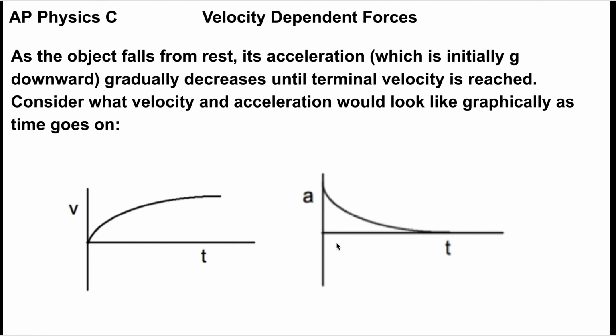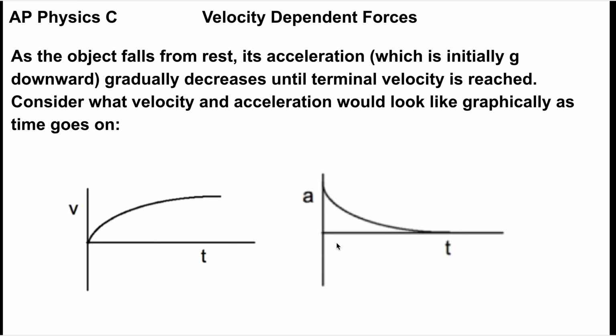Now, as this object falls from rest, say you're jumping out of an airplane, its acceleration is initially the acceleration due to gravity downward. The acceleration will gradually decrease as the drag force increases. Mg stays the same, but the drag force will increase until the forces cancel and the object reaches terminal velocity.